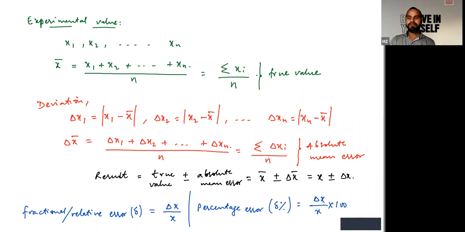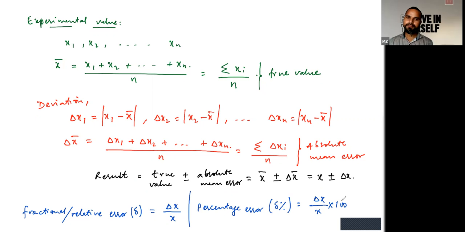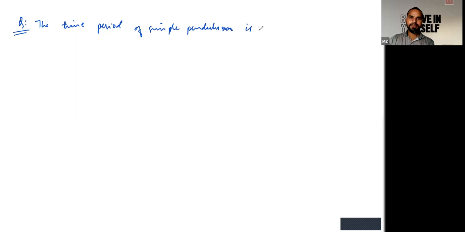Just use this concept and try to find the time period of a simple pendulum, which is 92 seconds, 95 seconds, 93 seconds, 94 seconds, and 93 seconds.